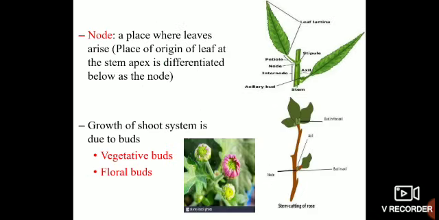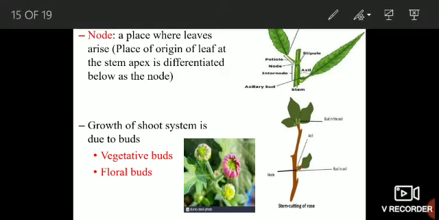Now, what is a node? If you have to define node, how you can define it? Node is actually a place where leaves and branches arise. A place where leaves and branches arise is known as node.